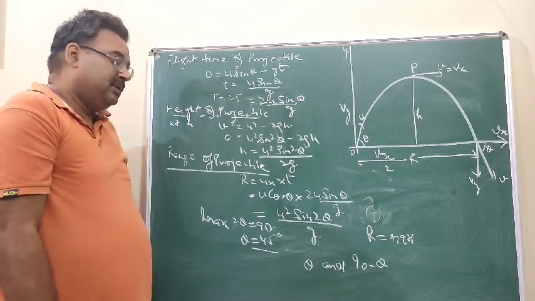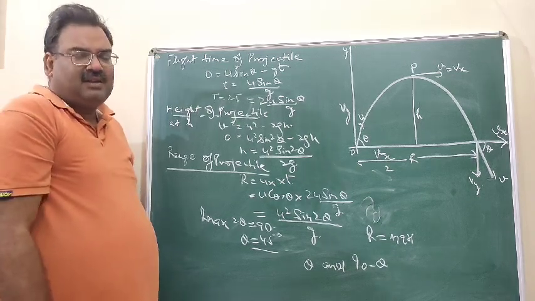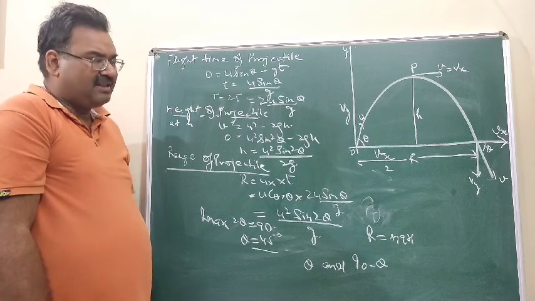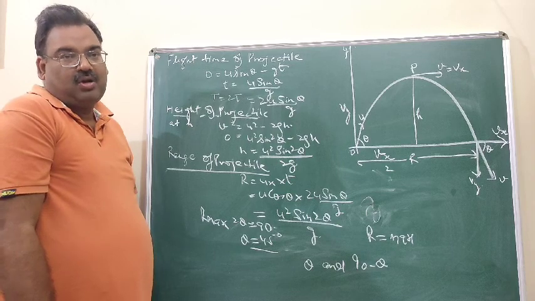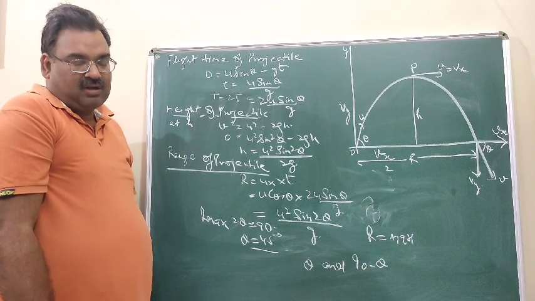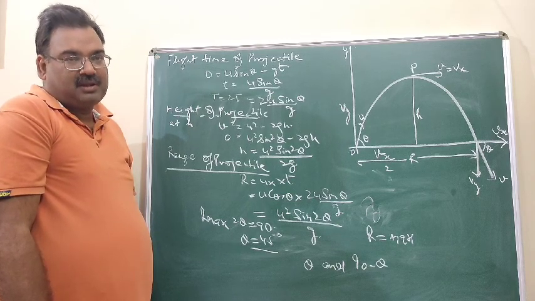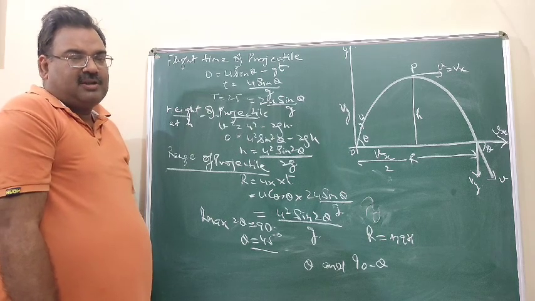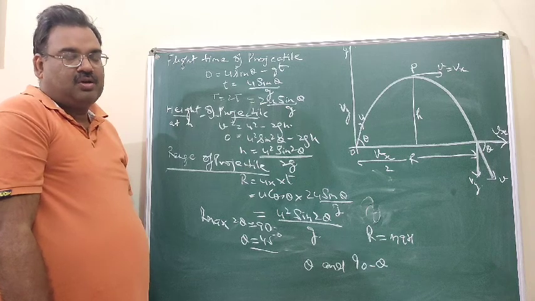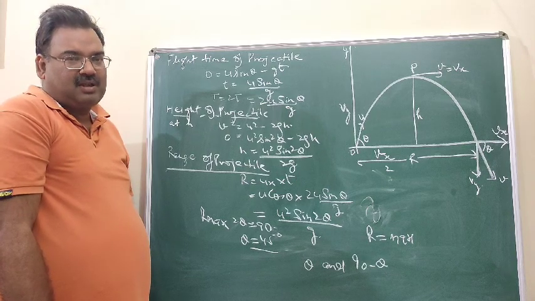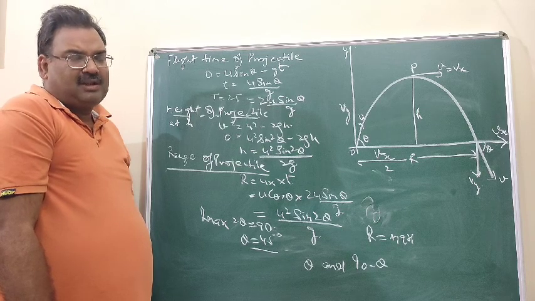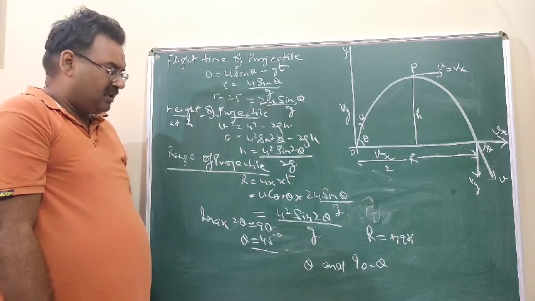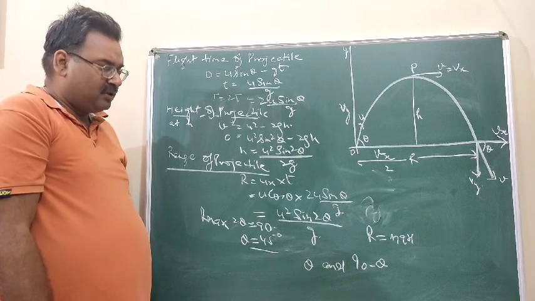Then we have the range. Now what is range? The horizontal displacement of the projectile, or the maximum distance covered by the projectile. Now we know that the horizontal velocity remains constant, and the total time taken by the projectile, the total time of flight, is t. So we put the value R = ux into t.